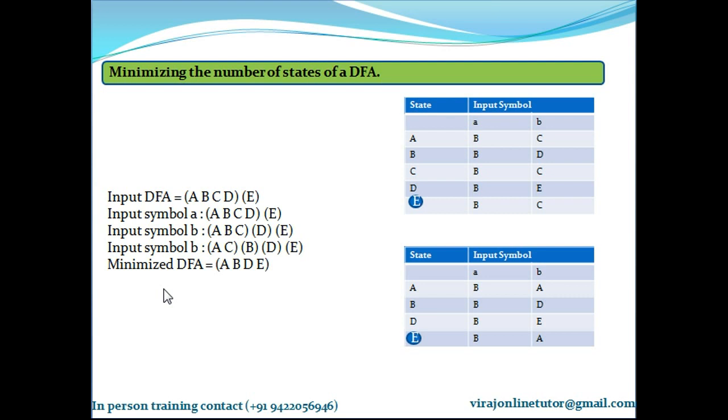Okay, so how to minimize the number of states of the DFA? I'll give you very simple tips to do this problem. Now this table that I've drawn here is of a DFA. It's the DFA that we just constructed in the previous session. So how many states are there for this DFA? 5. A, B, C, D and E. I marked the accepting or final state with a circle.